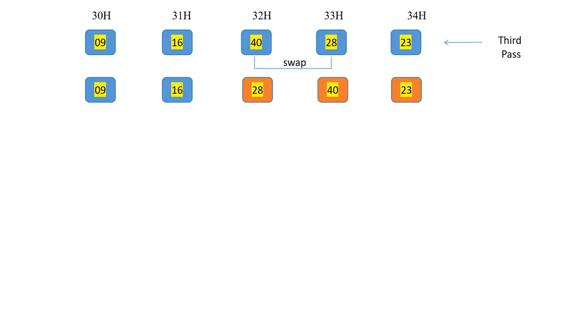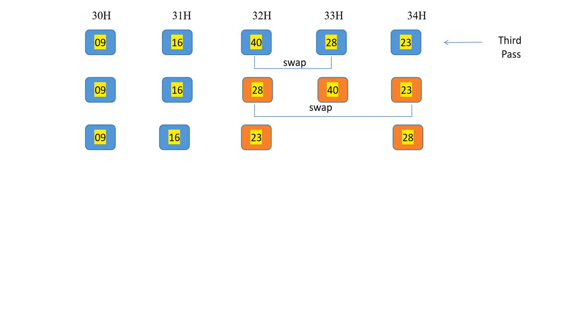Next, in the next step, again 9 and 16 will remain in the same location, and 28 and 23 are compared, where 23 is smaller than 28. Therefore, we need a swap. 23 will come in 32H location and 28 will come in 34H location, and 40 will remain as it is.